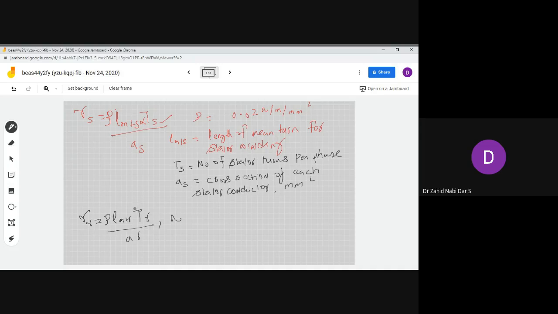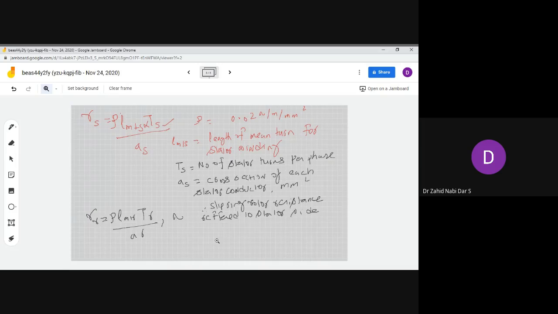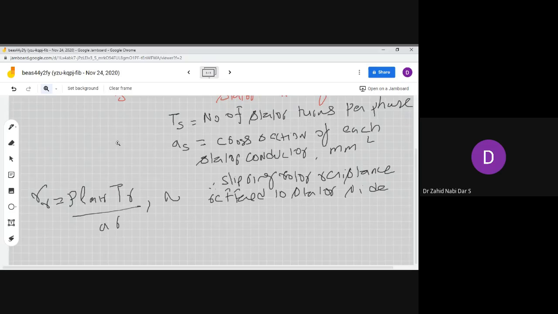So now if we have to refer slip ring rotor resistance per phase to the stator side, how do we go about this? So here we are referring the slip ring rotor resistance to the stator side. How do we refer? Simple.